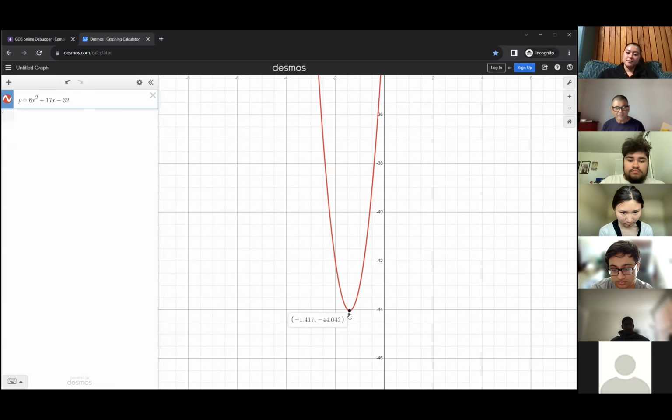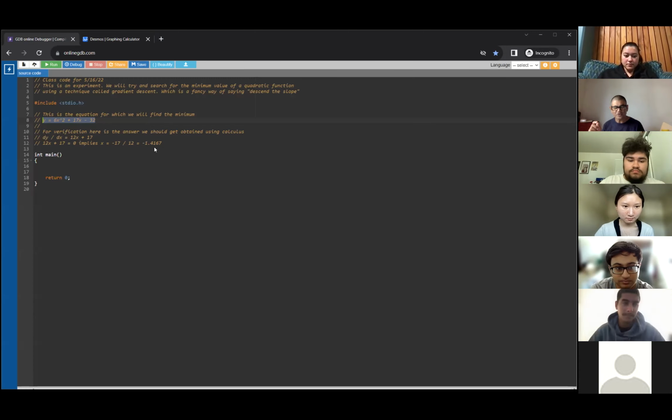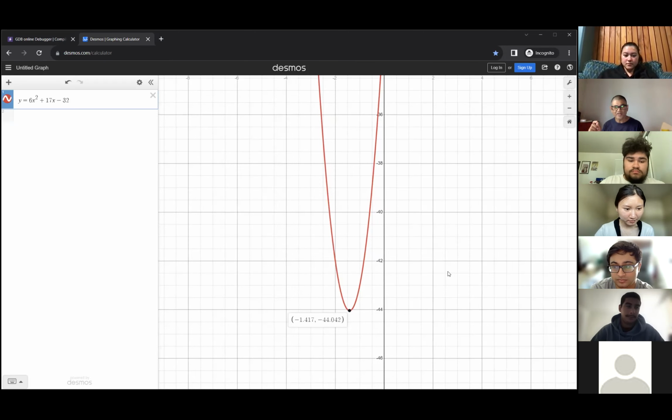The minimum value of the function happens at x equals negative 1.417, right? And what was negative 17 divided by 12? I think it was negative 1.4167. Alexa, what is negative 17 divided by 12? Minus 17 divided by 12 is approximately minus 1.4167. So using calculus, we found that when x equals negative 1.417, the function reaches the minimum value, which we've actually found to be true in Desmos too.